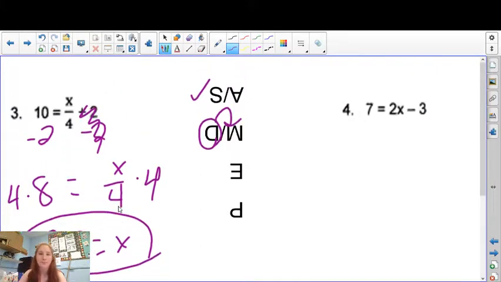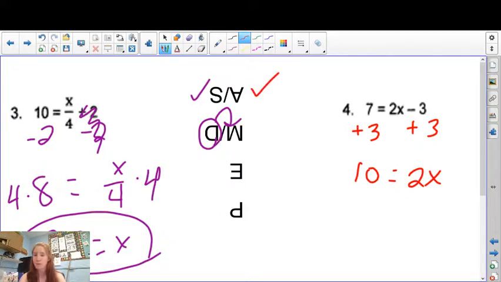All right, next one. Again, I am going to start by identifying my addition or subtraction. I see I have subtraction of 3, so I'm going to do the inverse, which is addition. So 7 plus 3 gives me 10. So 10 is equal to 2x. This time I have multiplication going on, so I'm going to undo it with division. Divide both sides by 2. So x is equal to 5.